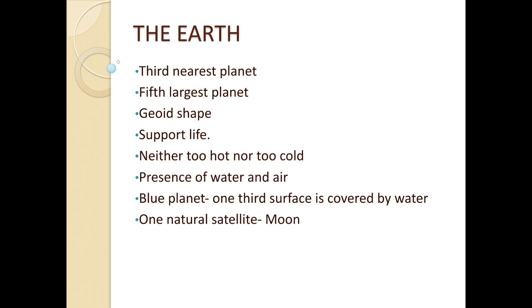So a satellite is also a celestial body which moves around the planet. But the planet moves around the sun in a specified orbit. The satellite moves around the planet. And Earth has only one natural satellite, that is the moon.